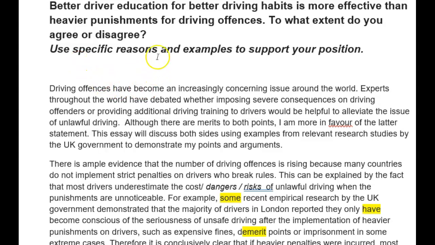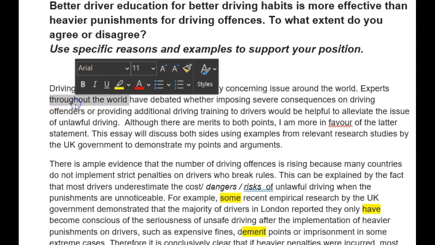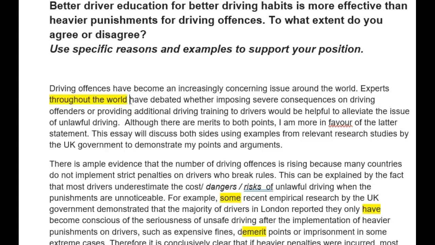Okay, so better drivers for better driving habits. Yeah, okay. So driving offences have become an increasingly concerning issue around the world. Experts, now, instead of around the world, again, maybe we can put in globally, just to avoid repeating that. Just to watch out for that on these general sentences.